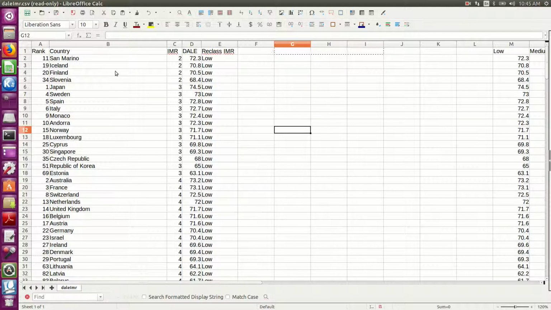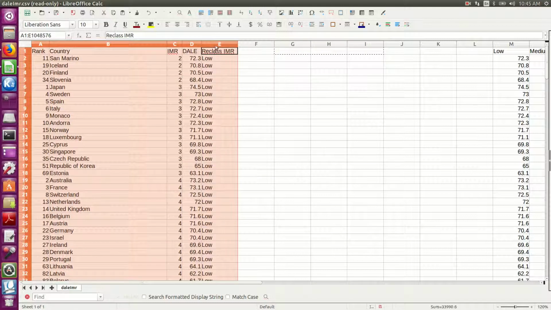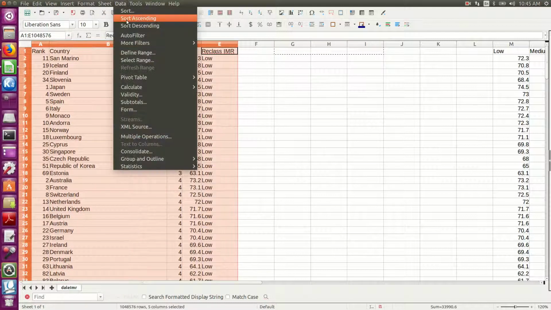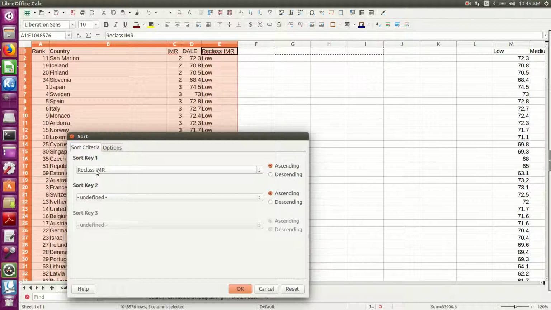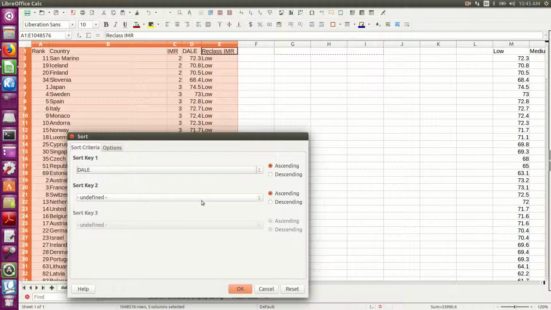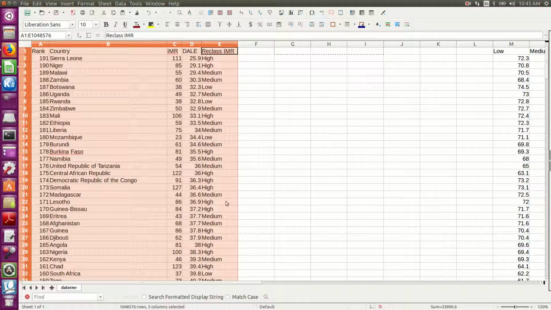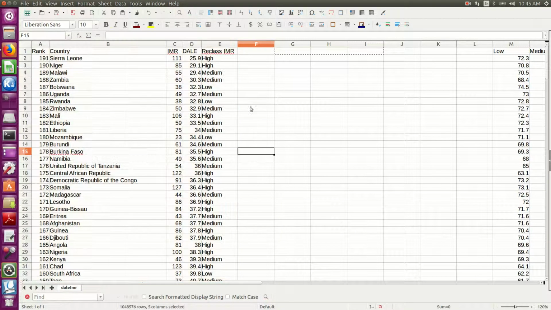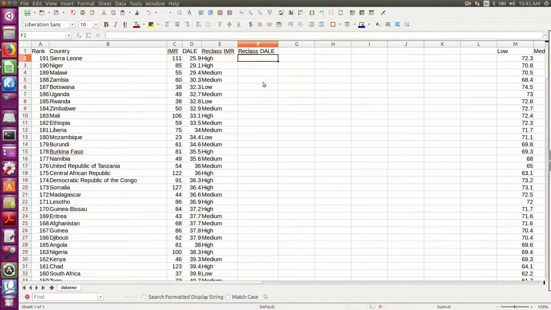So now, same idea. I want to highlight everything, go up here to data. I want to sort. This time though, instead of by IMR or reclass IMR, I want to sort by the DALE and say OK. And so again, these are now in order, the DALE. So here I'll put in reclass DALE. That's a little tight. I'll make that just a little bit wider.